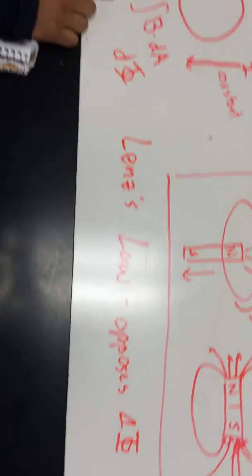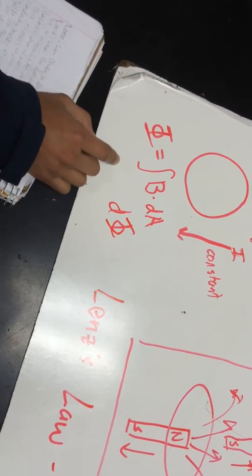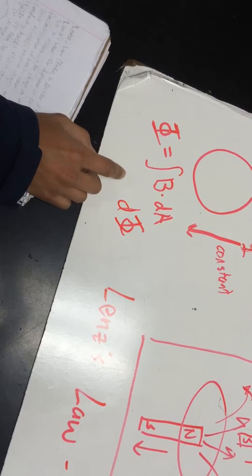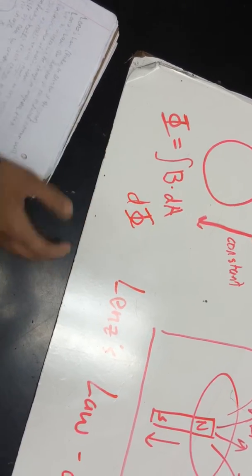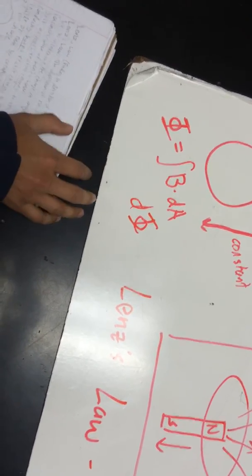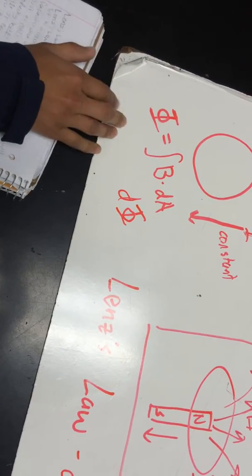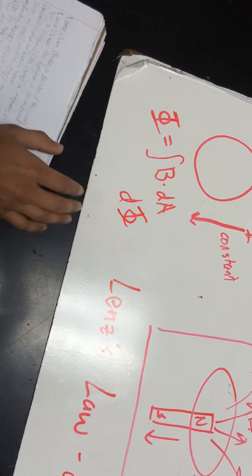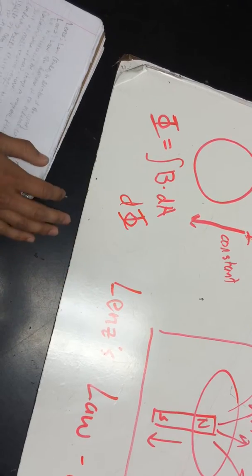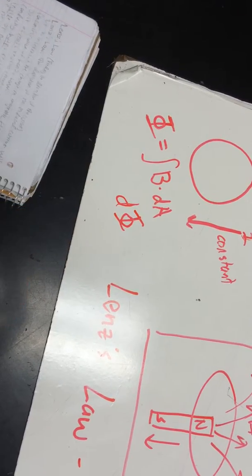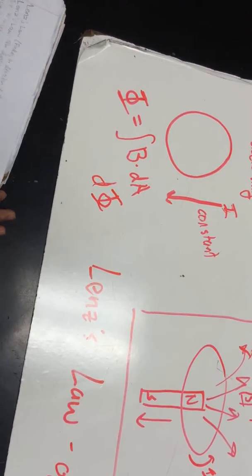Now, magnetic flux, its formula is known as the integral of B dot dA. However, we're not going to be concentrating on the calculations of magnetic flux in this video, because that is more involved in Faraday's law of induction, which includes d-flux, which hopefully another group will cover in their video.